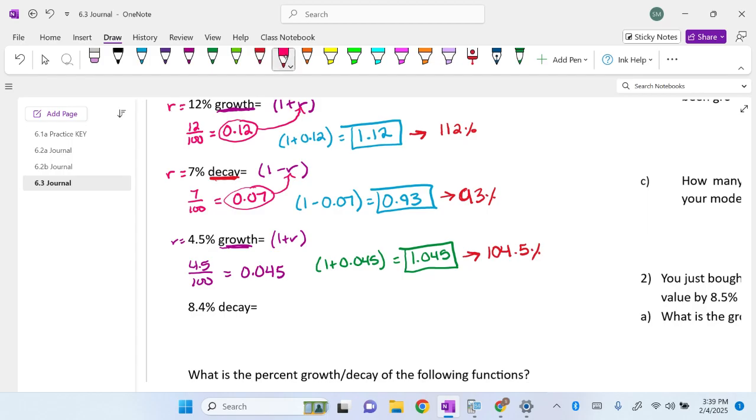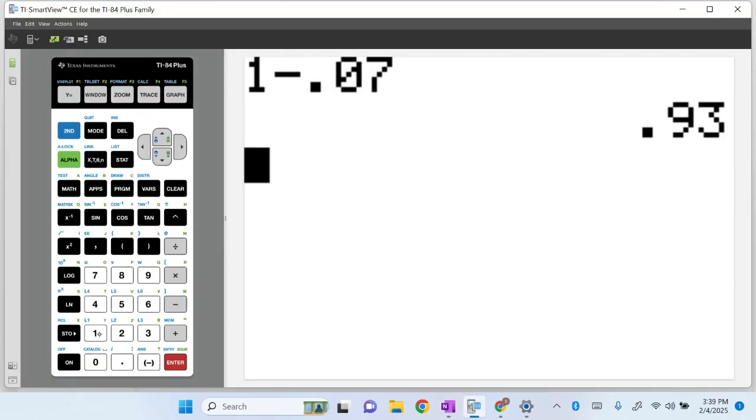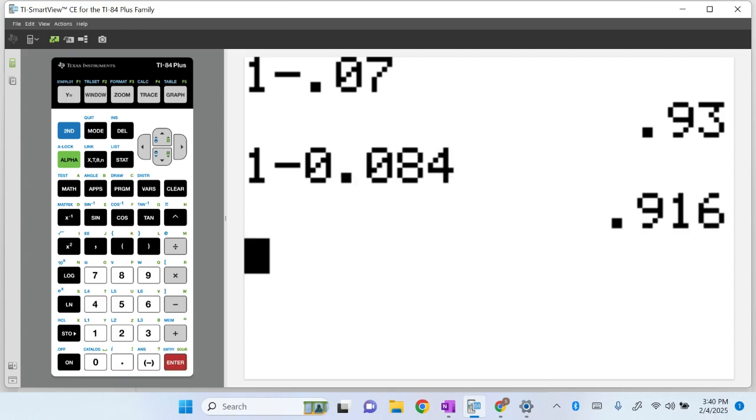And then finally, our decay. So remember, decay, we have 1 minus r. This is our r value, but we need it as a decimal, so 8.4 divided by 100. Again, you can put that in your calculator, and if you do, you should get 0.084. Then we're going to plug it back in for r. So I have 1 minus 0.084. And I'm going to put that one in my calculator quickly because I don't know that one off the top of my head. So 1 minus 0.084, I get 0.916.